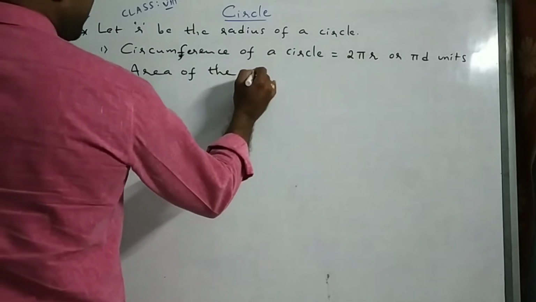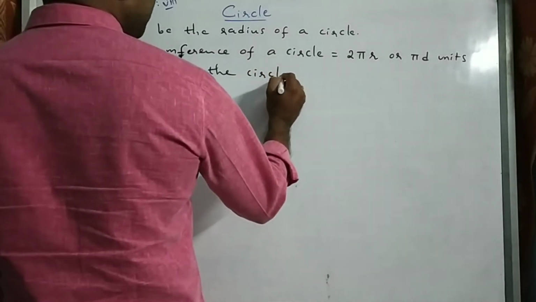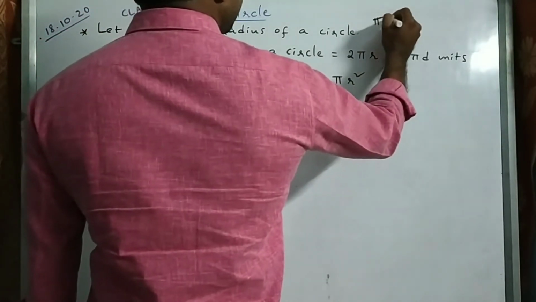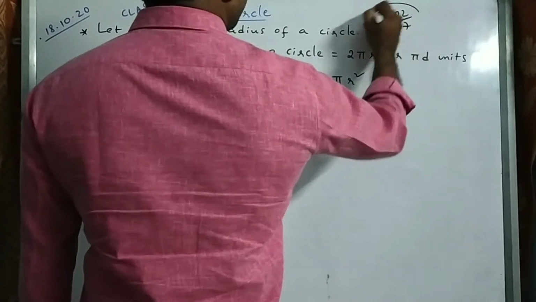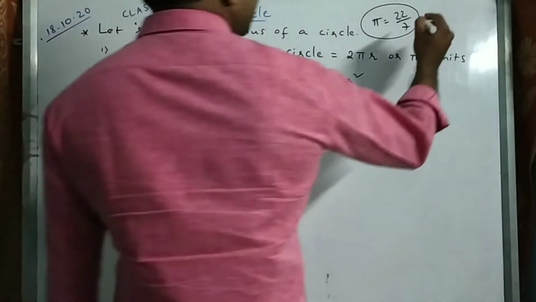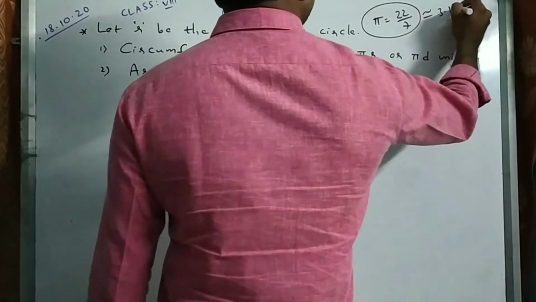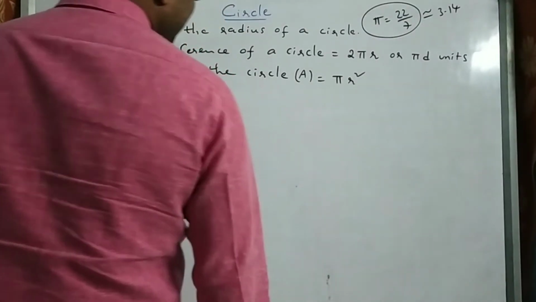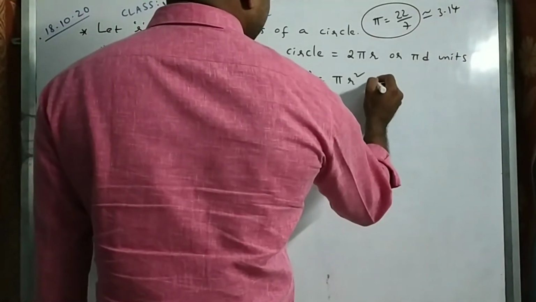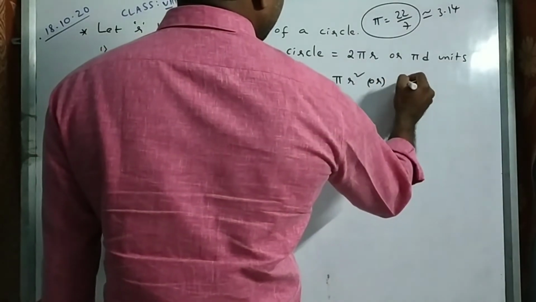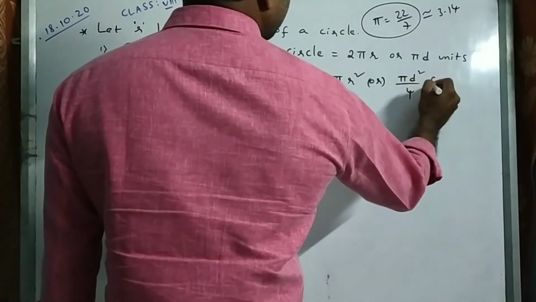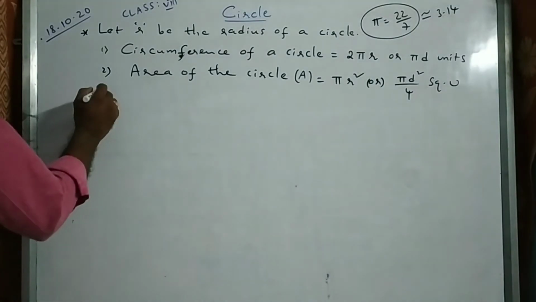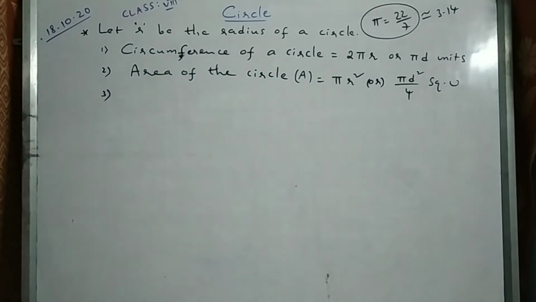Area of the circle is the space occupied by the diagram. Area of the circle is equal to pi r square. What is pi here? It is an irrational number, approximately 22 by 7, or we can use 3.14. They are approximate values only. Pi r square, or instead of r put d by 2, we will get pi d square by 4 square units. Since it is area, we should use square units. Okay. Area of circle formula.